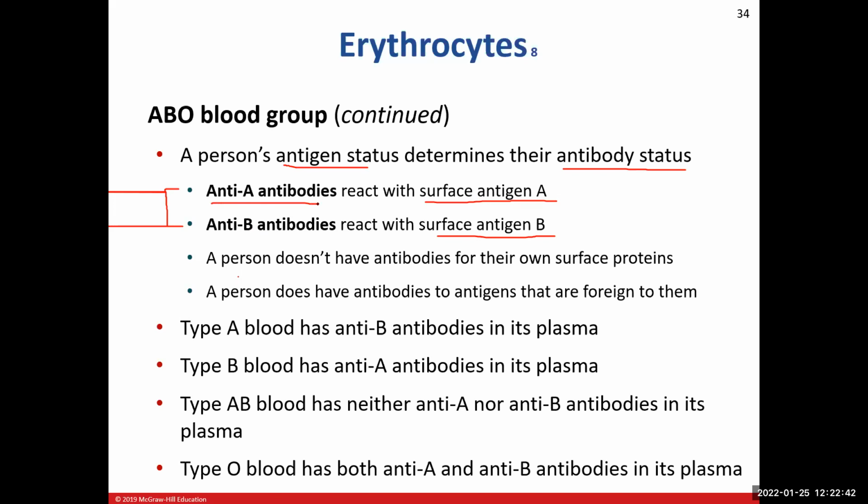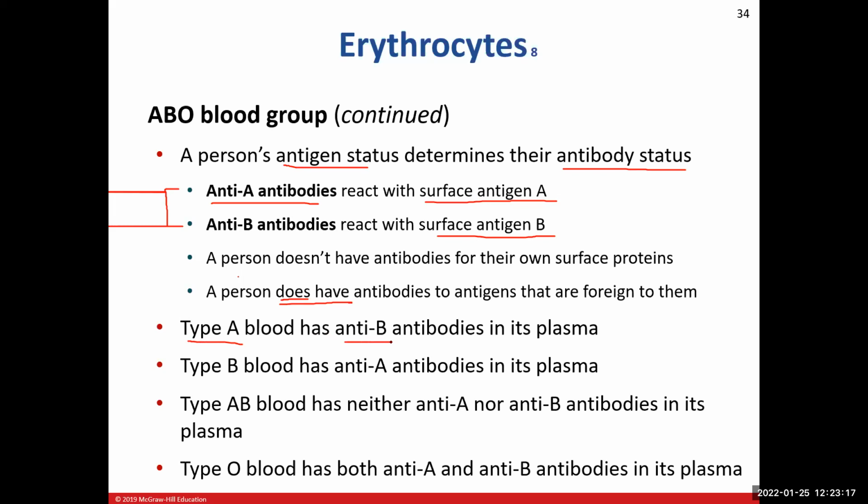But here's the important thing. A person does have antibodies to the antigens that are foreign to them. So because I am blood type A, I have anti-B antibodies. Okay, so here's me, type A. I have anti-B antibodies.